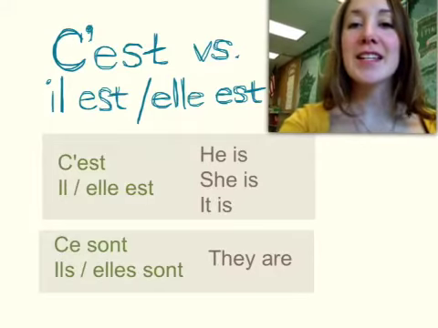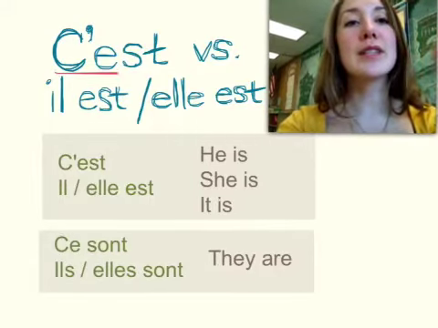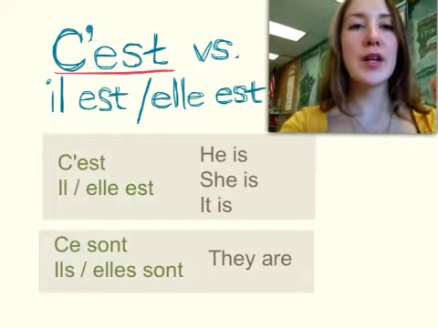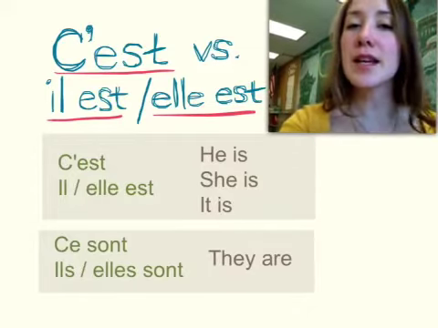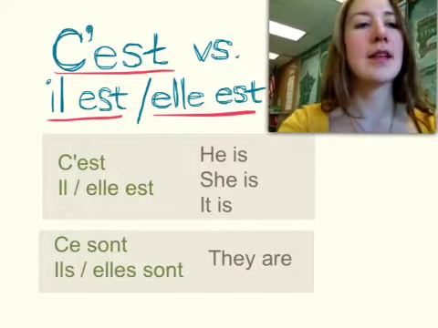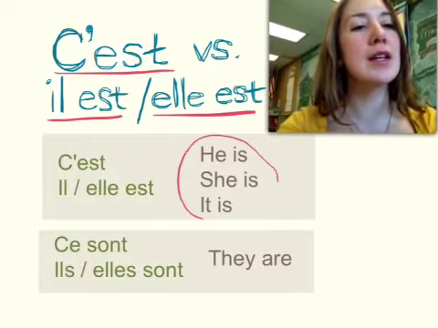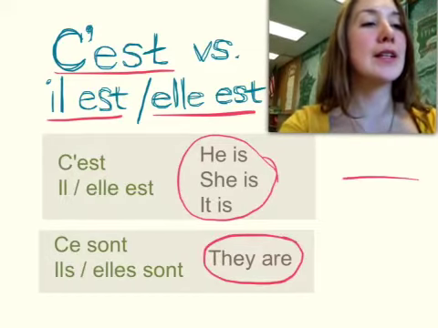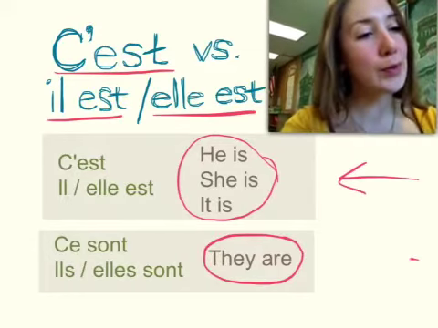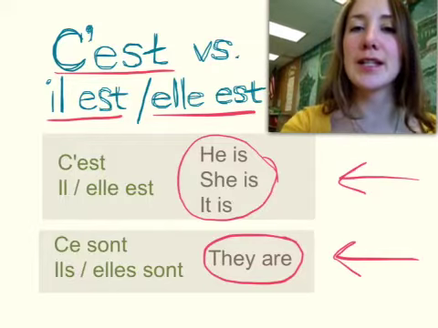Hi guys! Today we're going to talk about when to use c'est versus when to use il est or elle est. So all of these things can mean similar things. They can mean he is, she is, it is, or they are. And they're separated into singular and plural. So let's take a look at singular.